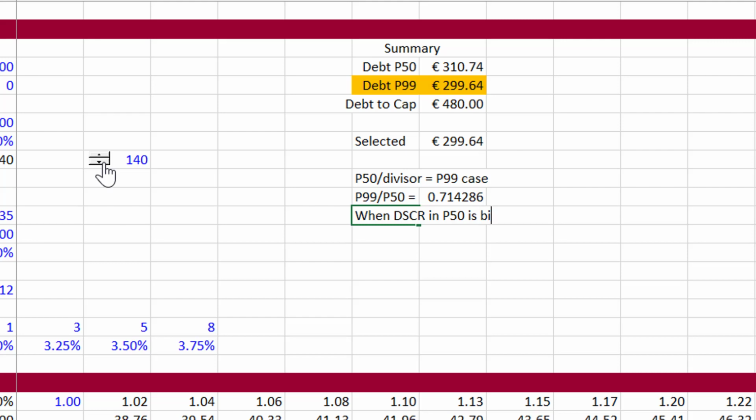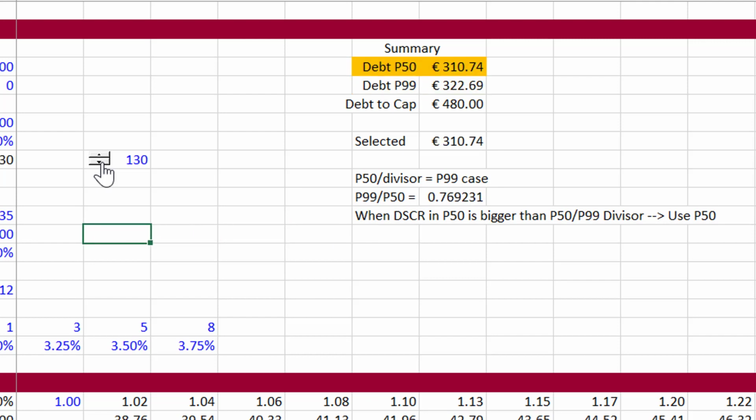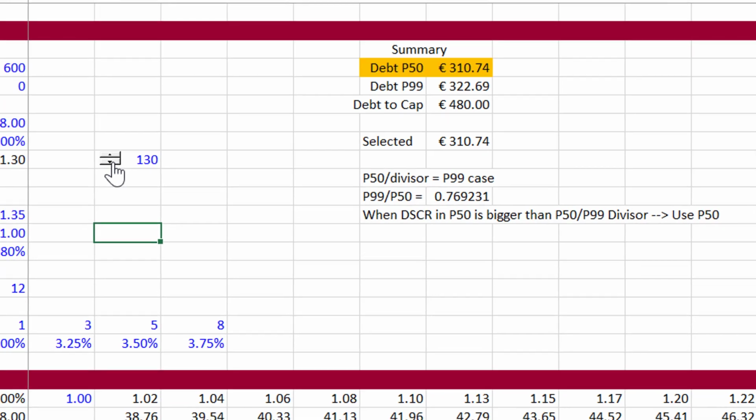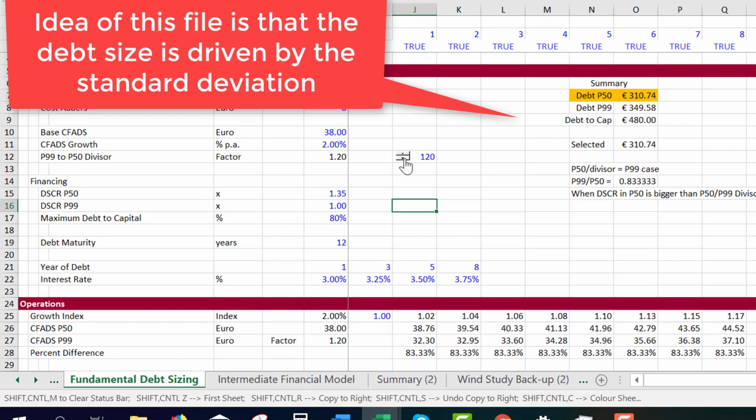bigger than P50 divided by P99 divisor, use P50. Okay. Sorry about that. So if I make this less, oh, I did it by 10. Then you use the P50 as the constraint. Yes, the P50 gives you a lower debt than the P99.